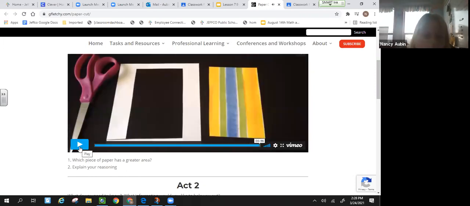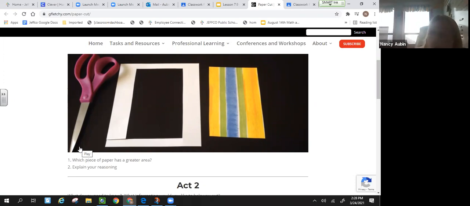Which piece of paper has a greater area, the white outside or the striped inside? You can just write outside or inside if you want. Outer, in, that would work as well. All right, stand up if you think the white frame or outside has the greater area.